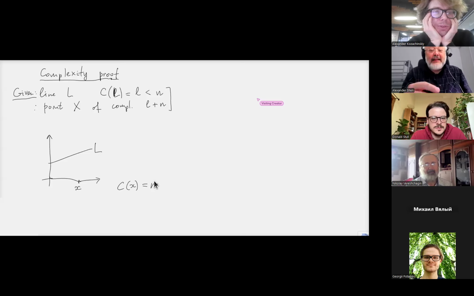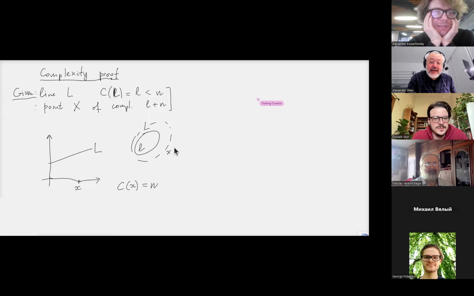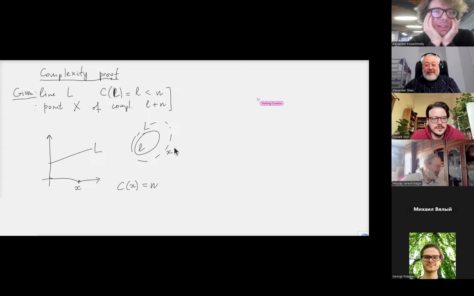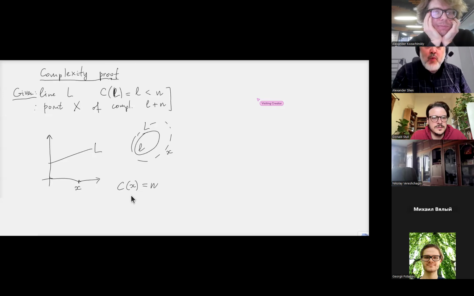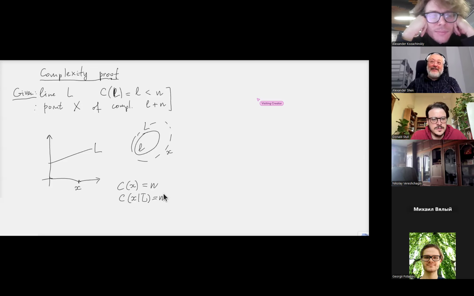So L has some independent complexity points, and we can take n random bits. So you have to take an independent point of largest complexity somehow. What will be reasonable to try is to take the conditional complexity to be n. So it should have complexity n even when the oracle L is known. Yes. Okay.